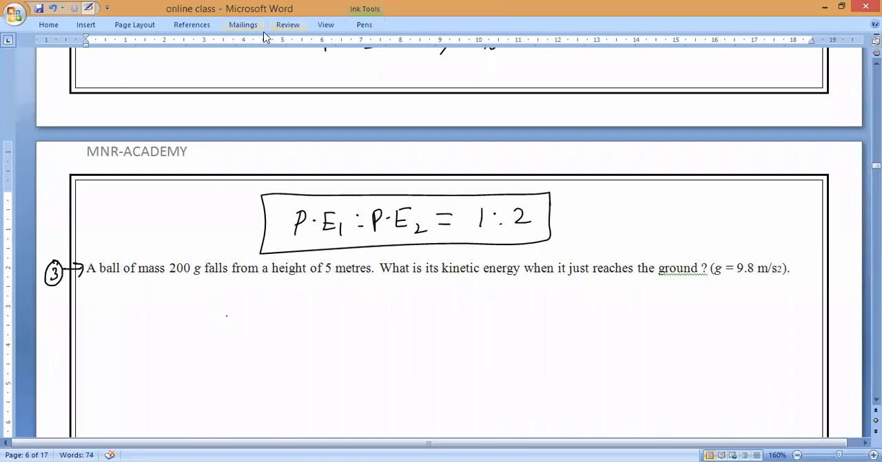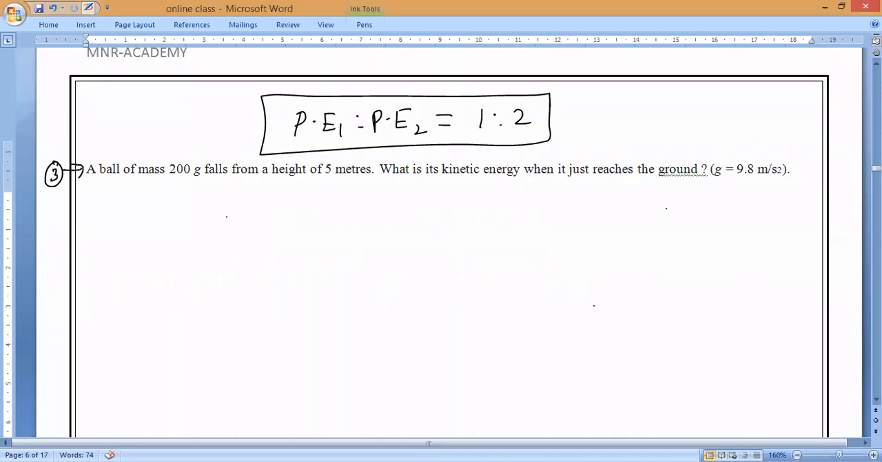A ball of mass 200 grams falls from a height of 5 meters. What is the kinetic energy when it reaches the ground? They are asking about the moment when it reaches the ground.